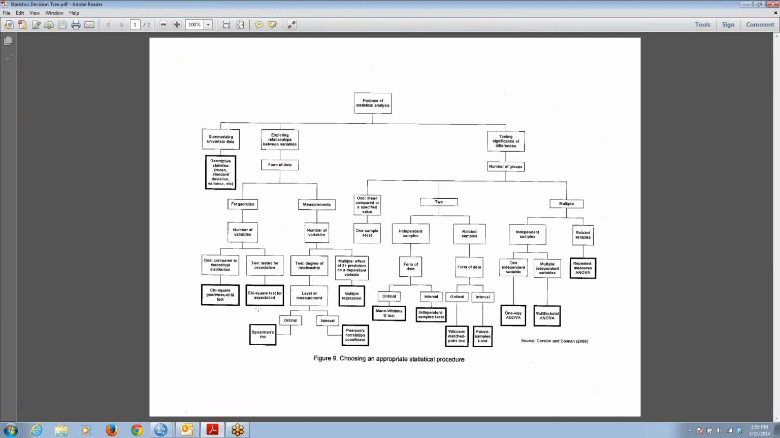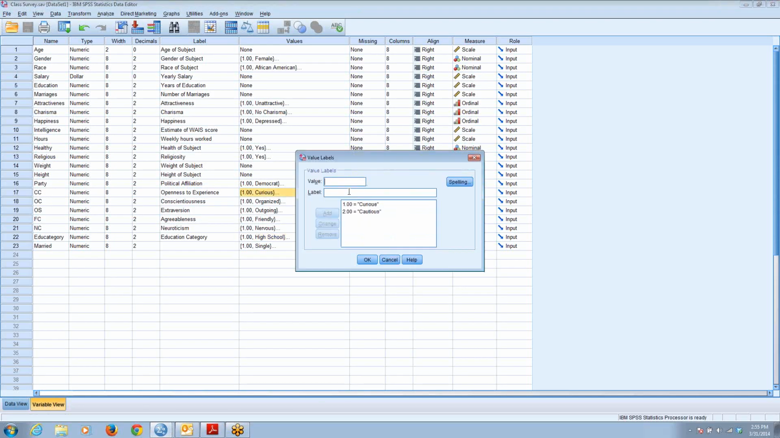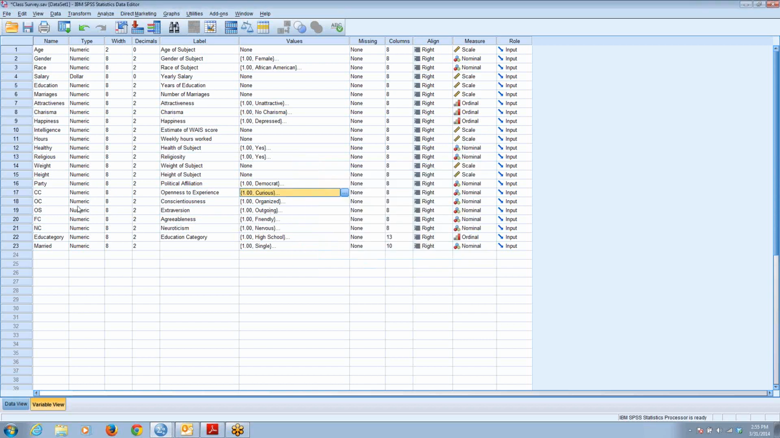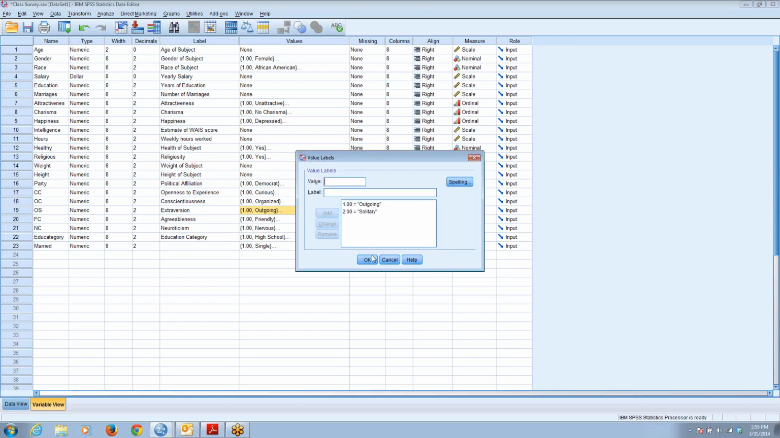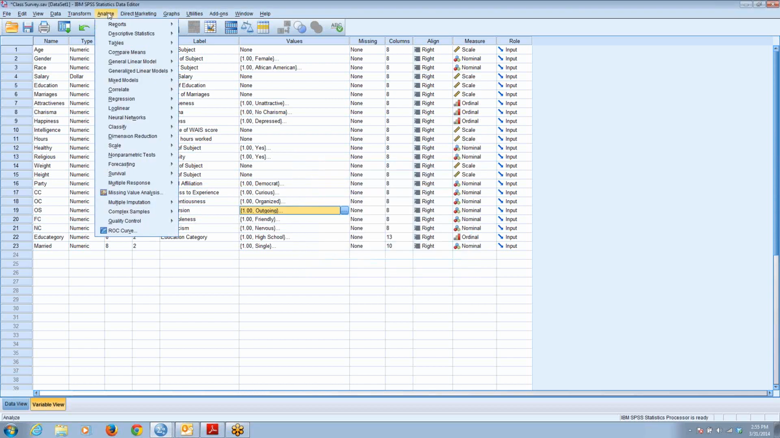Then there's a chi-square test for association. This is when you would have two variables, and let's just look at our data again and choose something. Well, let's choose this one. We have openness to experience. You're either curious or you're cautious, versus this one, extroversion. You're either outgoing or solitary. And what we want to do is we want to find out if there's a relationship between those two.